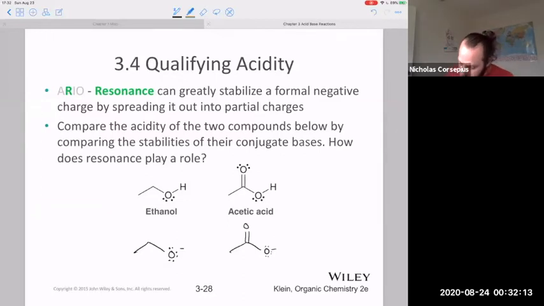In acetic acid, this negative charge is stabilized by resonance through this bond right here. So acetic acid is going to be the stronger acid because its conjugate base is resonance stabilized. Okay, so this is now that second factor that will allow us to qualitatively determine acidity.